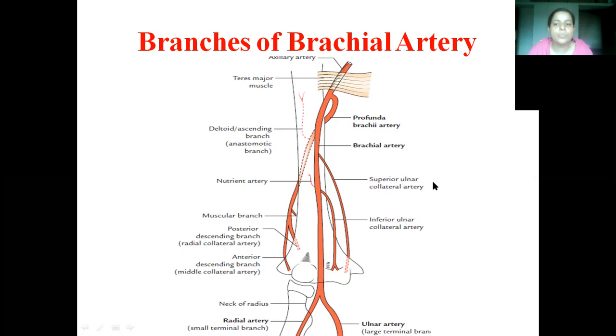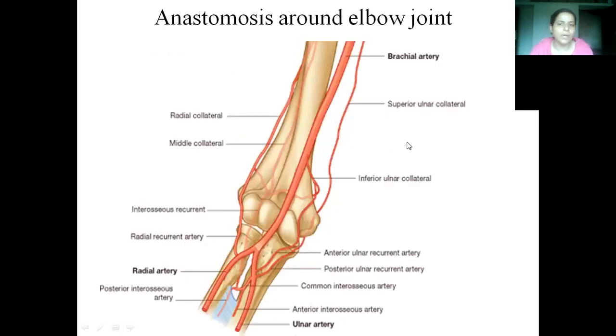So be clear, superior ulnar and inferior ulnar are the direct branches coming from the brachial, whereas radial collateral and middle collateral are branches coming from which artery? Profunda brachii. From the profunda brachii, the other branch is a deltoid branch, which ascends upwards. What are the terminal branches of the brachial? Radial artery towards the radial bone, the lateral side, and ulnar artery towards the ulnar bone, the medial side. Now, if you understand this picture, you have understood everything.